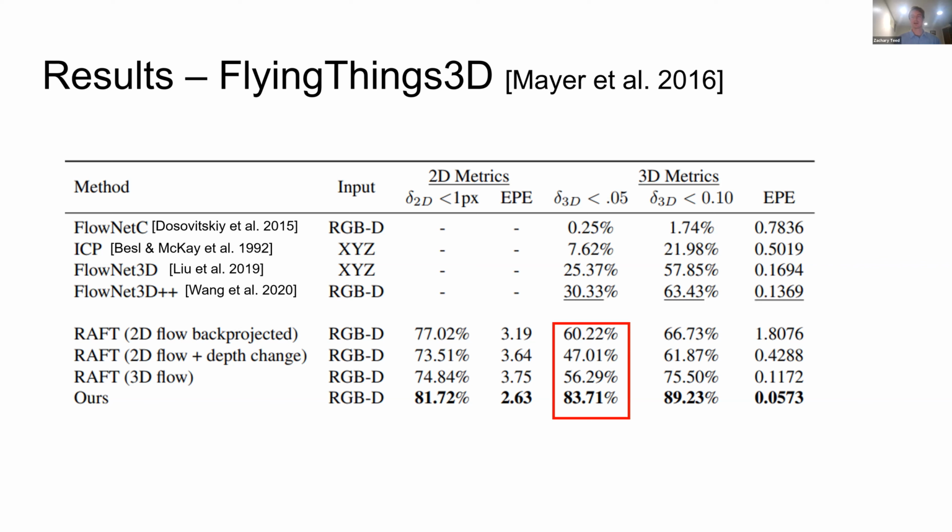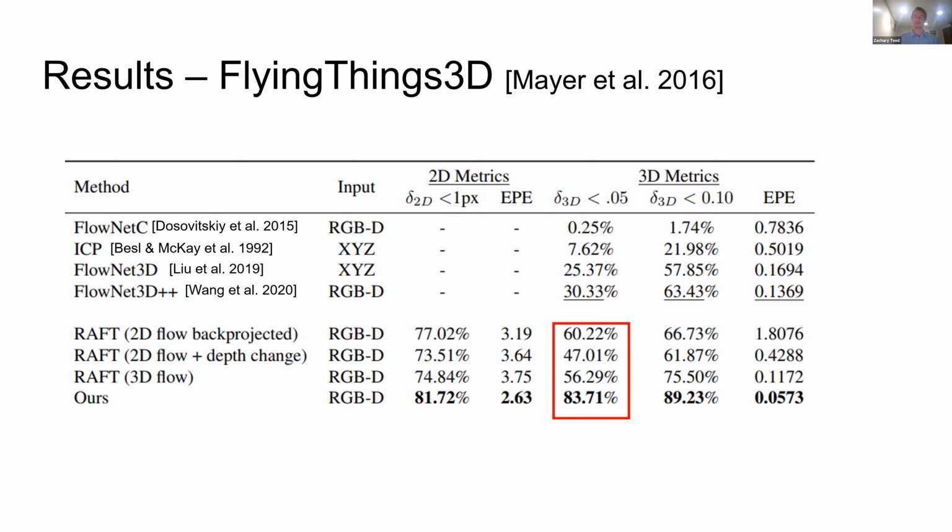So we look at our RAFT where we predict 2D optical flow and then back project the 2D motion vectors. We also experiment with variants where we directly predict 3D flow, or we predict 2D flow plus depth change. All these formulations are sufficient to parameterize 3D motion. And what we find is that, particularly in this strict 3D metric, we're able to do much better when we reason in the space of 3D transformation fields as opposed to 2D motion.